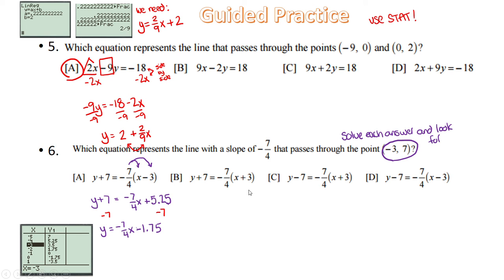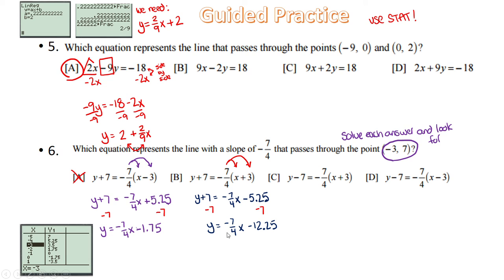So I want to do the same thing with B. So if I distribute this -7/4 times +3, that becomes -5.25. And to get rid of the +7 on the left side, just like I did over here, I'm going to do minus 7 on both sides. So in my calculator, I'm typing in negative 5.25 minus 7, and that becomes minus 12.25.